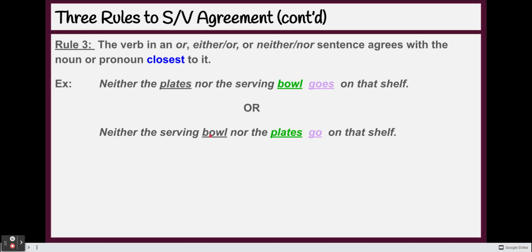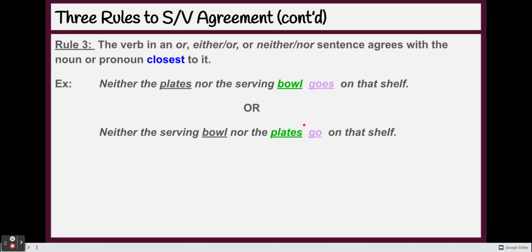Neither the serving bowl nor the plates go on that shelf. In this case, we're swapping the location of the plates. So instead of it coming first, it's coming last. And since the word plates right here is the closest to the verb, our verb has to match the word plates. So because we have a plural subject here, our verb must also be plural.